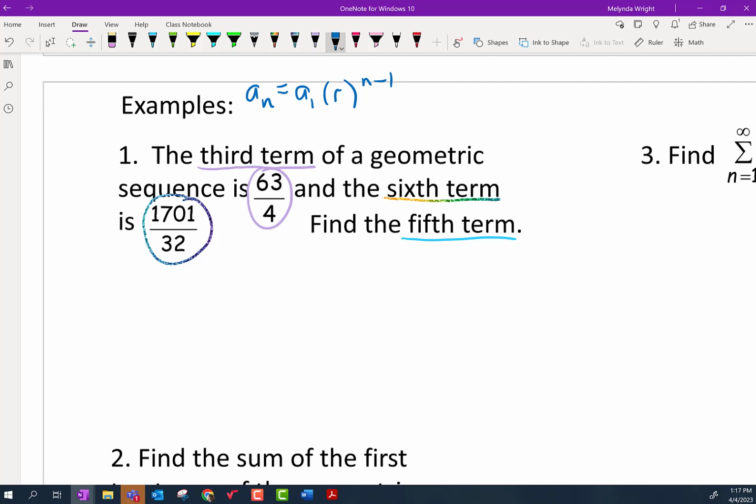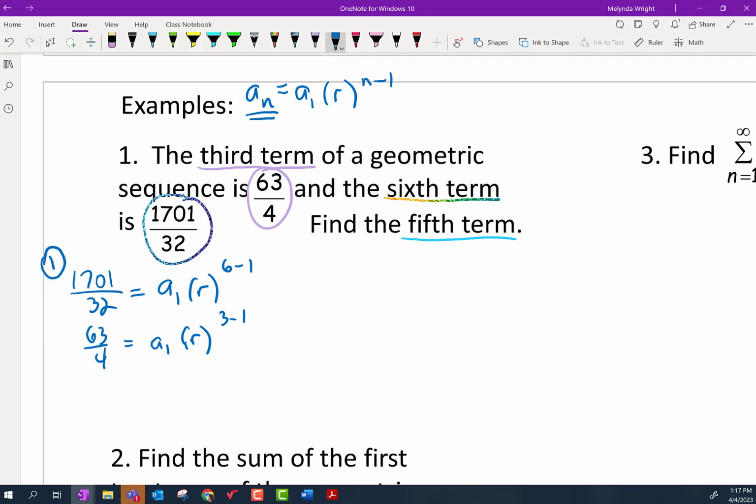It would be easier to do the latest term first. The latest term is the sixth term, so I'm going to write it down first: 1701 over 32 equals, filling in the a sub n part. I don't know what a sub 1 is, and I don't know what my common ratio is, but I do know that this is the sixth term. Now I'm going to do the same thing with the third term, which was 63 over 4. I don't know what the first term is or the common ratio, but I know that's the third term. So this is step 1: we write out the terms inside the formula.